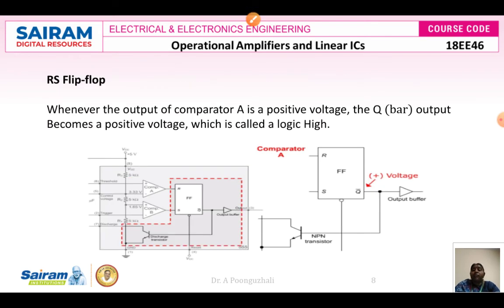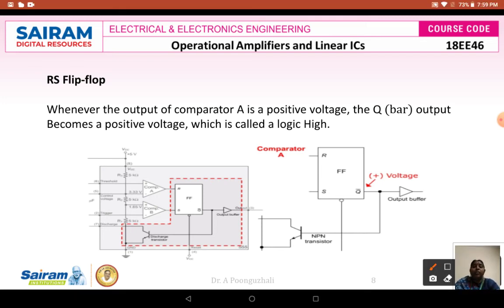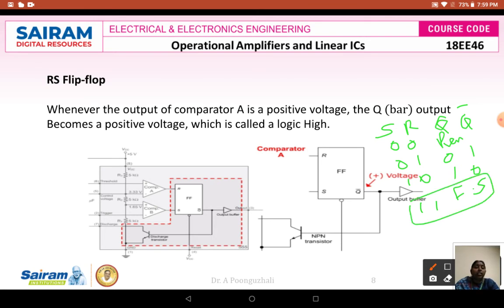Next is the RS flip-flop. Whenever the output of the comparator is a positive voltage, you know the truth table of your SR flip-flop. This is going to be your Q, this is your Q bar. When 0, 0 means it is going to be the previous state. 0, 1 means when S is 0, Q is 0, Q bar is going to be 1. When S is 1, in this case Q is 1, Q bar is 0. 1, 1 means it is going to be your forbidden state. So this condition we will not consider, only the remaining conditions we will take.